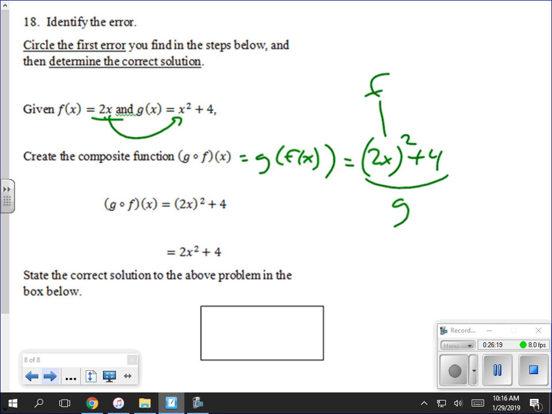So I take 2x and square it, and there's where my mistake lies. This is wrong. What should it be? If I take 2x and square it, that should be 4x squared. 4x squared plus 4. So I'm taking 2x in parentheses, which means I'm doing 2x times 2x. I'm squaring everything that's inside the parentheses. Square the 2 and the x. And that was a mistake on that one. Questions?